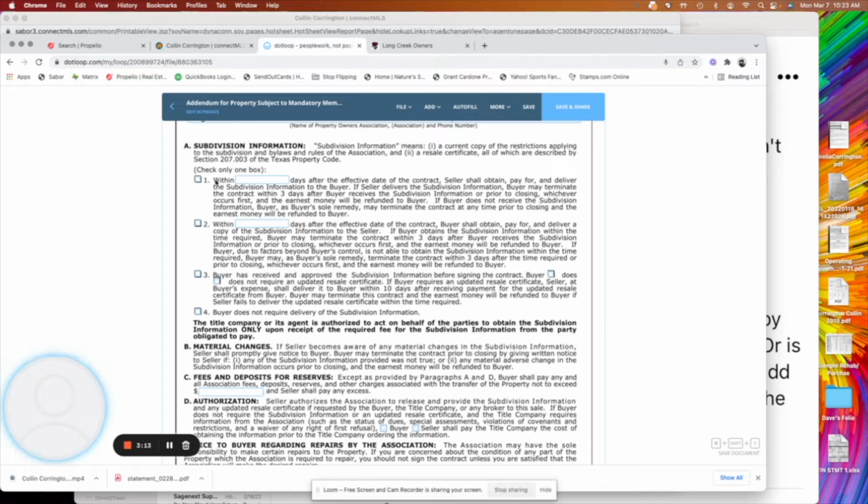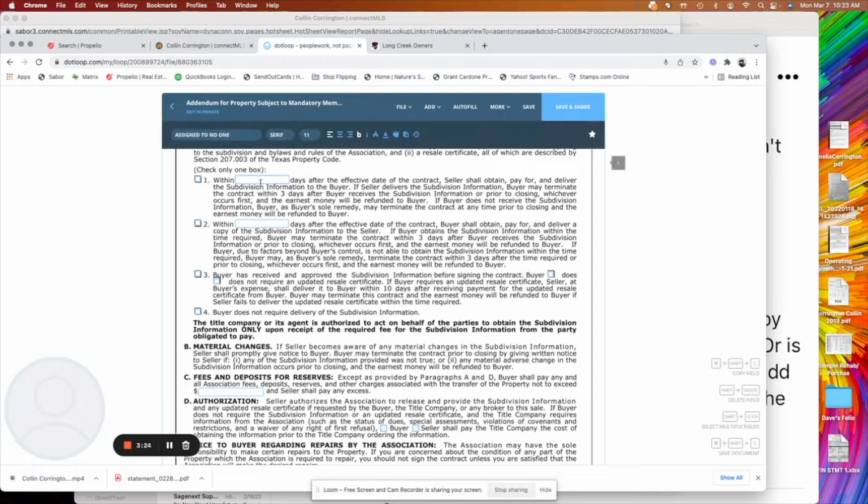So we need to know what restrictions they have, what covenants they have. Can I put a chicken coop in the backyard? Can I paint my house purple? Whatever it might be, weird things come up with HOAs. So we need to find out within blank days. Usually I put something pretty short, 10 or less.